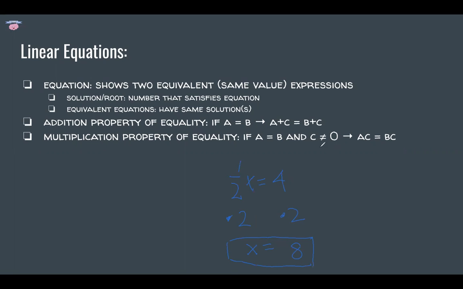Now, the reason we have c is not equal to 0 is because if we multiply both sides of this by 0, we get 0 is equal to 0. This is still true, but this doesn't have the same solution set. This solution is x equal to 8. This solution is all real numbers.